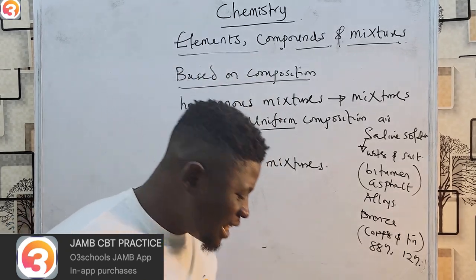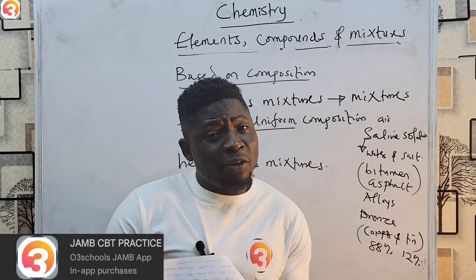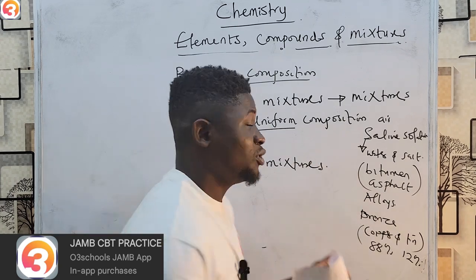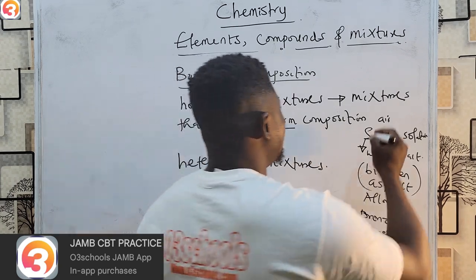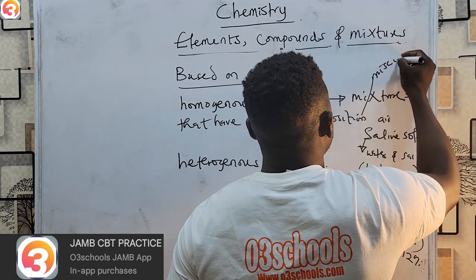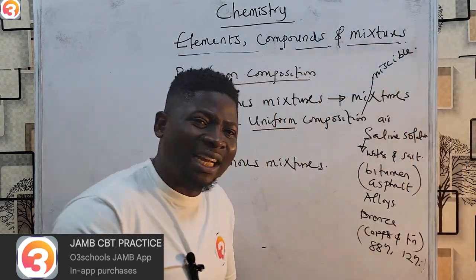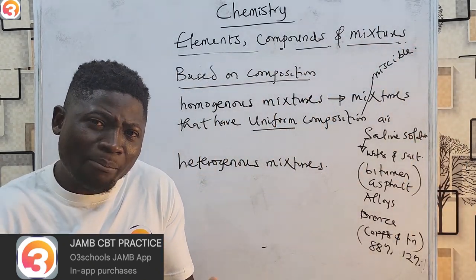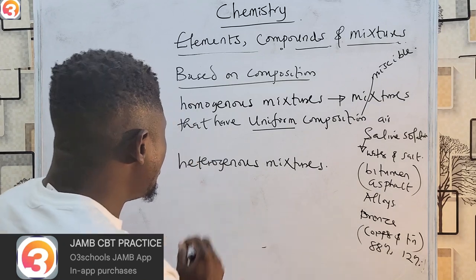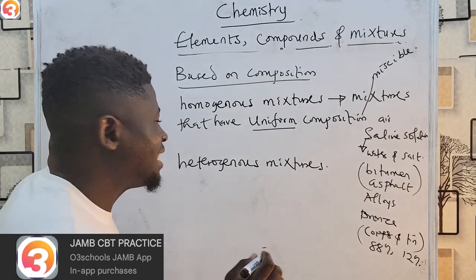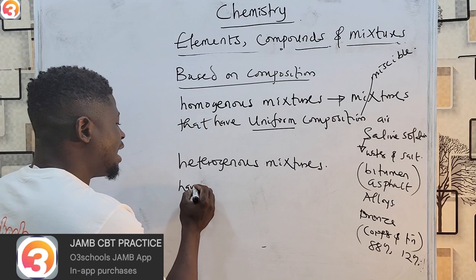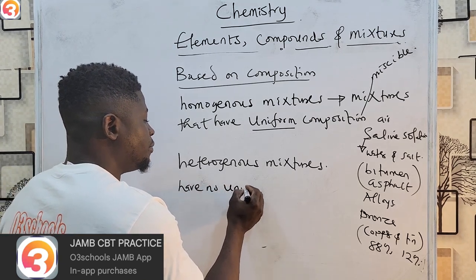And of course, another thing about homogeneous mixtures, if you cannot remember uniform composition, you can say that they are miscible, so they can mix together. So heterogeneous mixtures are mixtures that have no uniform composition.